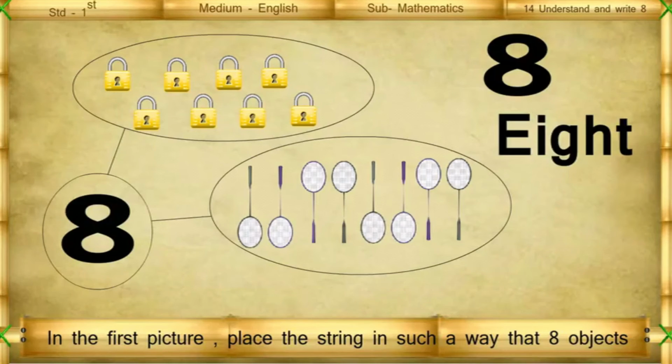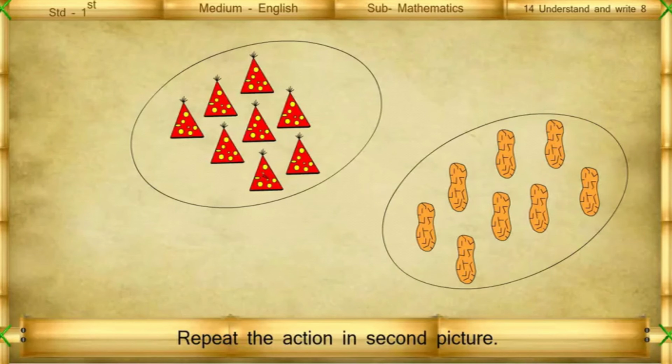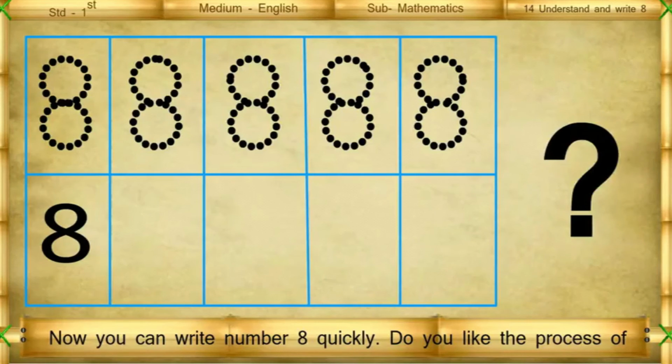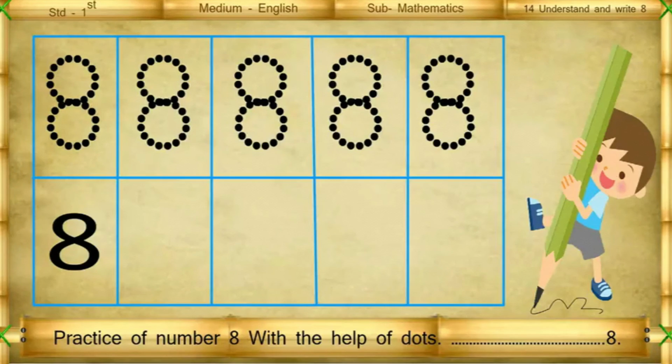In the first picture, place the string in such a way that 8 objects will be in its loop. Repeat the action in the second picture. Now you can write number 8 quickly. Do you like the process of writing 8? Practice number 8 with the help of dots.